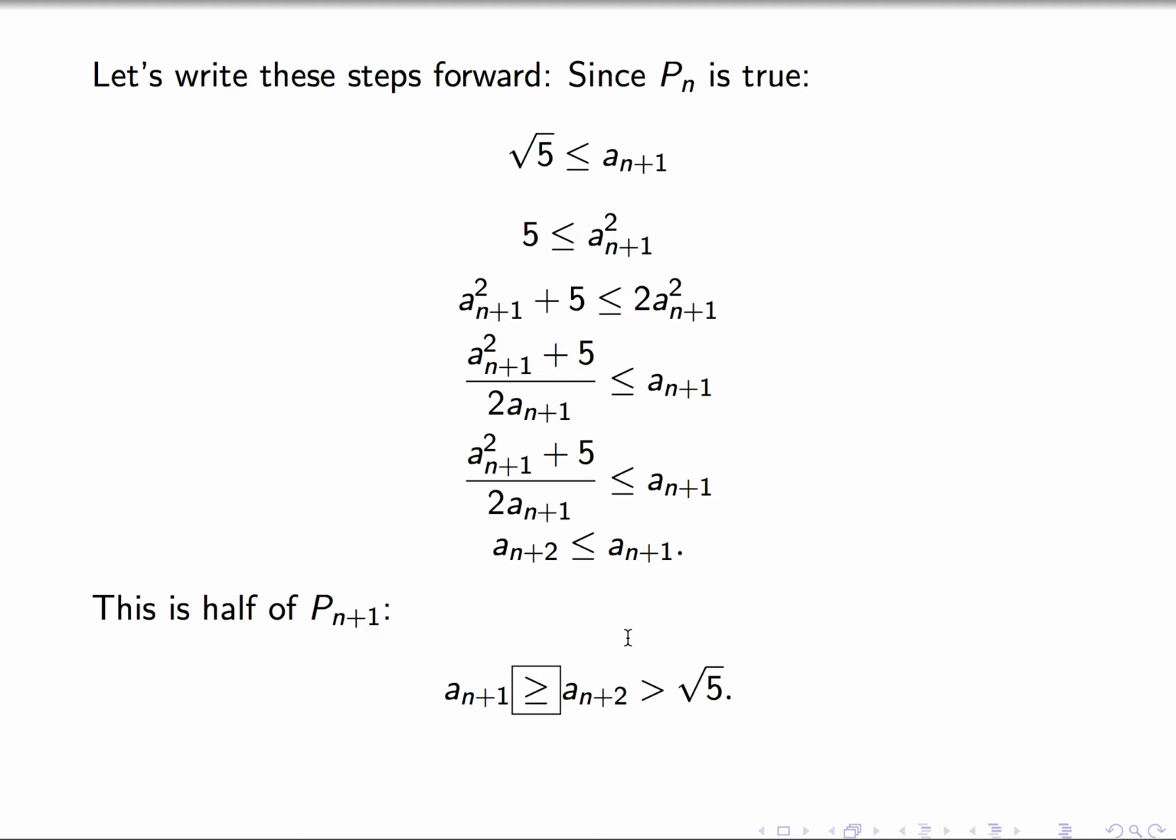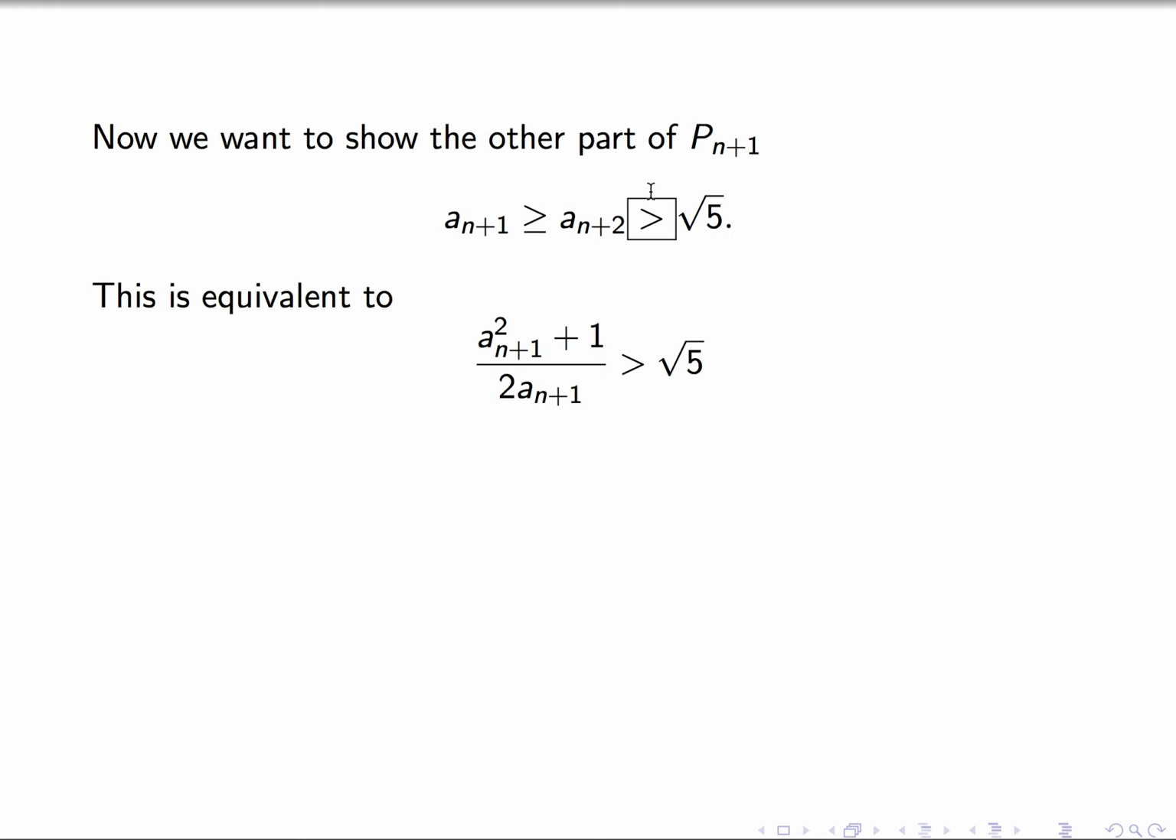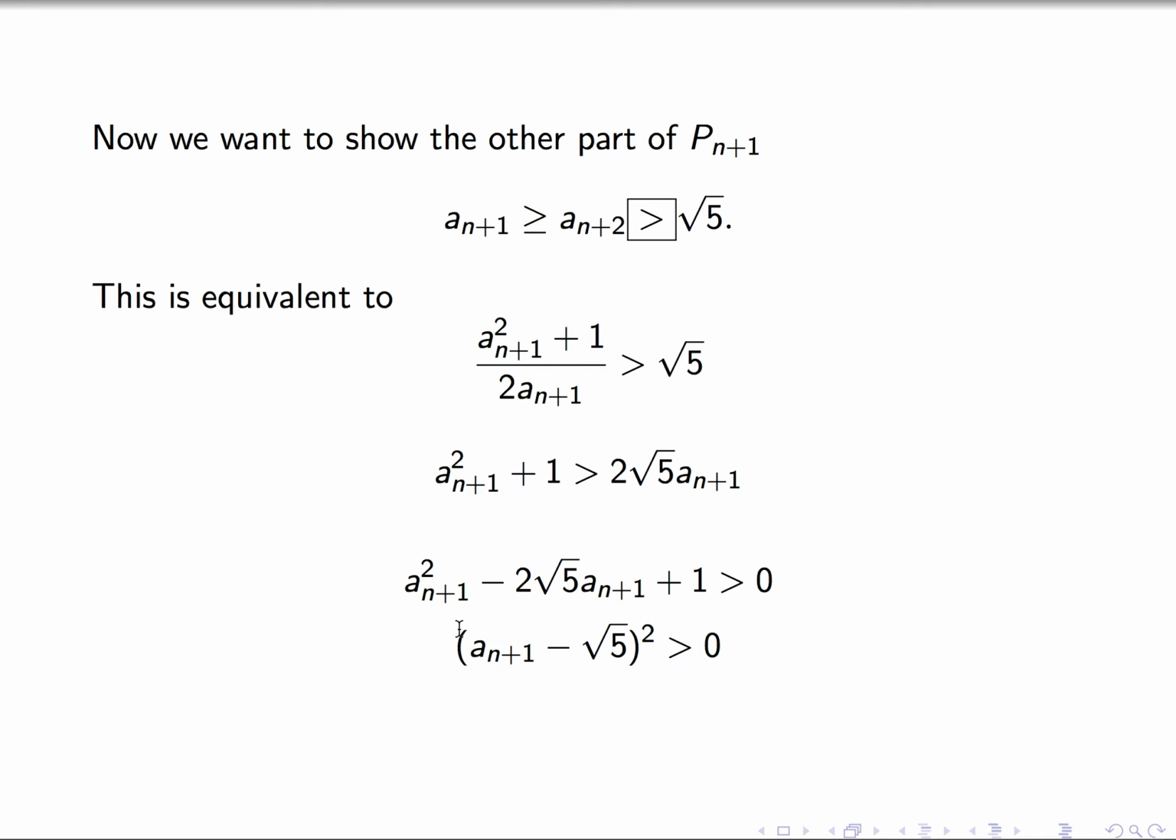And so let's continue. So now we've got to prove this other part. We've got to prove that a_{n+2} is bigger than the square root of 5. And so we do exactly the same thing. This is going to be equivalent to, we plug in our formula for a_{n+2} into the previous one. We cross multiply. We subtract this square root term from both sides. This factors, hooray. And it actually factors as a perfect square, right?